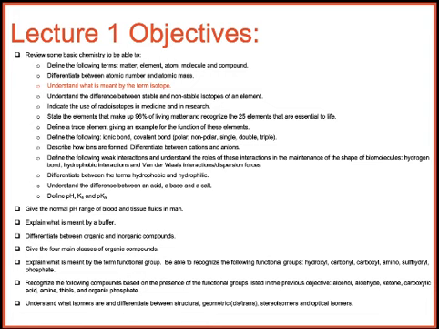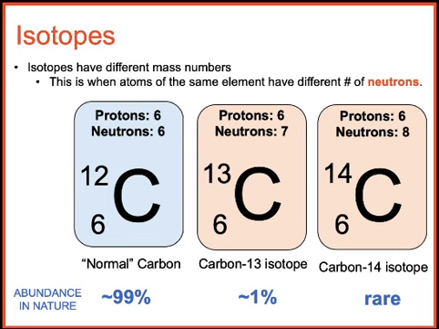Now, we are next going to understand what is meant by the term isotope, right? We keep saying isotope. An isotope, right, has different mass numbers than its original element, right? So this is when atoms of the same element have a different number of these neutrons, right? In this case, normal carbon is 6 protons and 6 neutrons, and that makes a mass of 12, right?